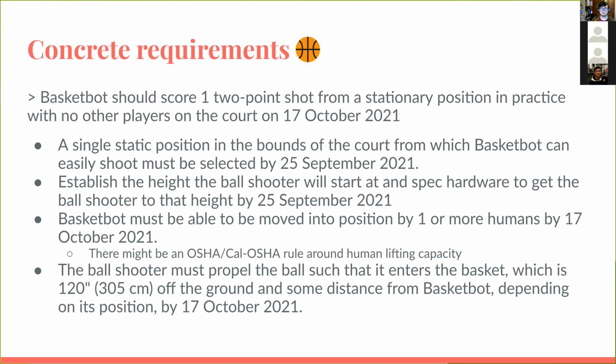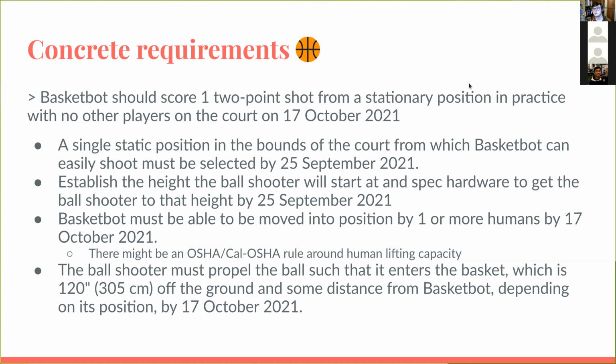So I've restated the goal up here. We're going to break this goal down into requirements. We need to score 1 2-point shot from a stationary position in practice with no other players on the court. You'll notice that most of that goal is trying to narrow down what we even have to try to do, so that there's not a lot that you need to design for. All right, so 1 2-point shot from a stationary position.